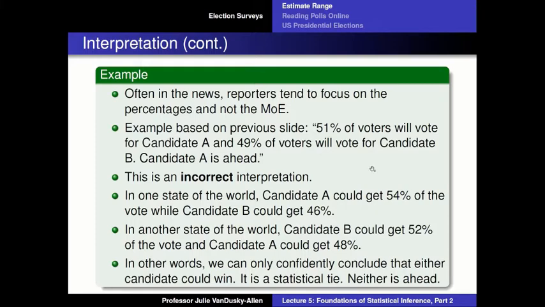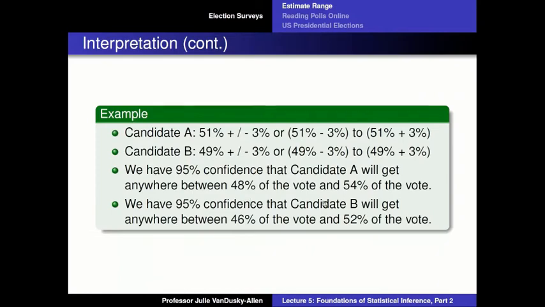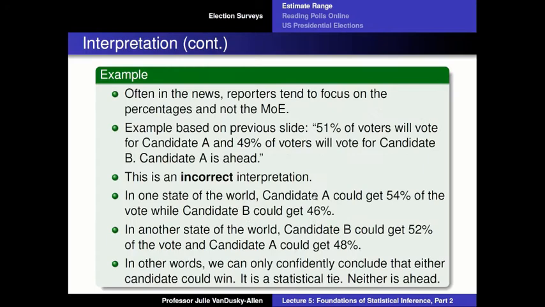In one state of the world, candidate A could get 54% of the vote and candidate B can get 46% of the vote. In another state of the world, candidate B can get 52% of the vote and candidate A can get 48% of the vote. In other words, we can only confidently conclude that either candidate could win. It is a statistical tie. Neither is ahead.